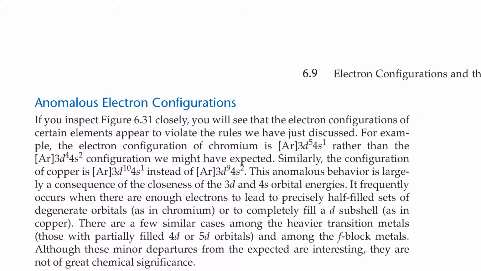This anomalous behavior is largely a consequence of the closeness of the 3d and 4s orbital energies. It frequently occurs when there are enough electrons to lead to precisely half-filled sets of degenerate orbitals, as in chromium, or to completely fill a d subshell, as in copper. There are a few similar cases among the heavier transition metals, those whose partially filled 4d or 5d orbitals, and among the f-block metals. Although these minor departures from the expected are interesting, they're not of great chemical significance.